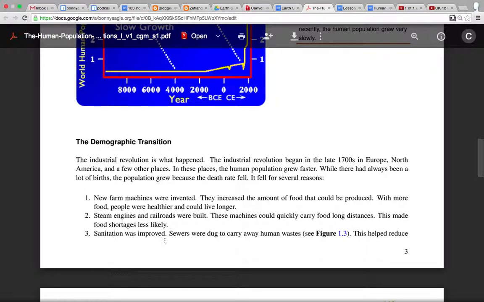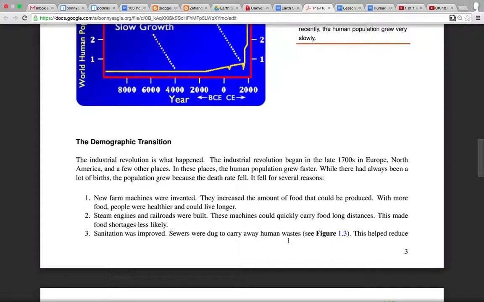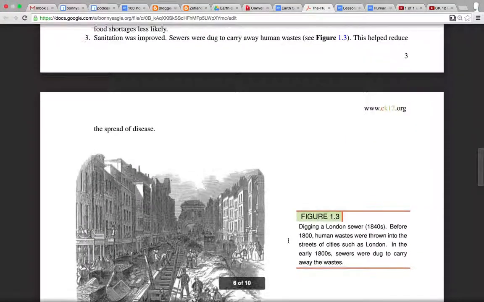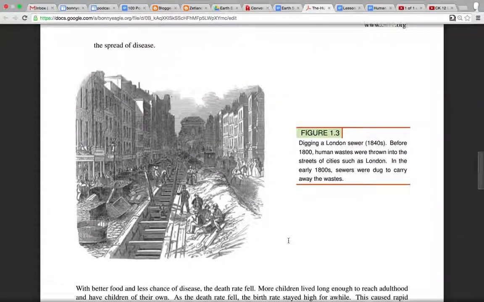3. Sanitation was improved. Sewers were dug to carry away human waste. Ew. See in figure 1.3. This helped reduce the spread of disease.